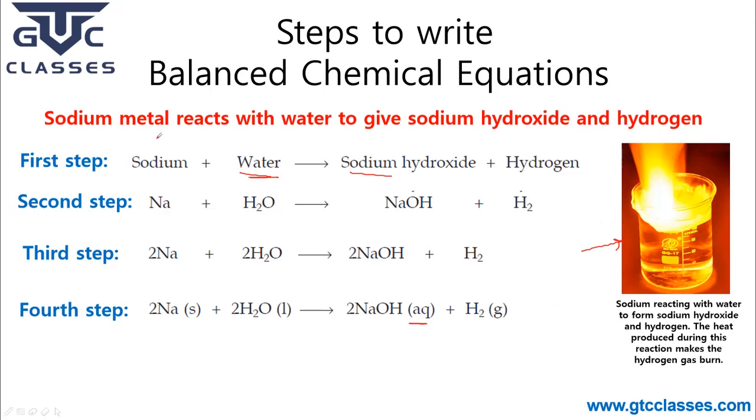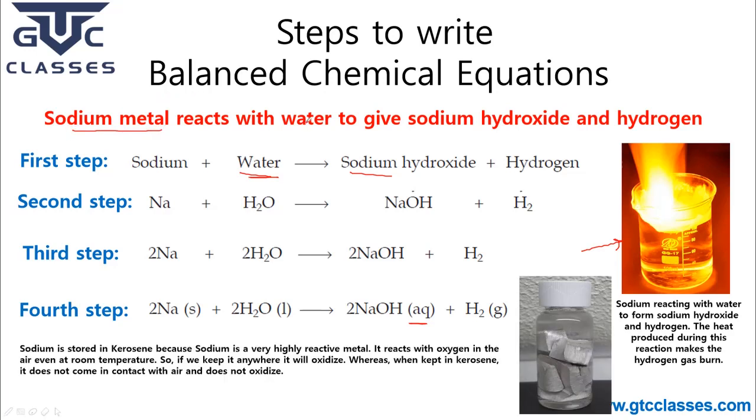Sodium is a very reactive metal, that's why sodium is kept in kerosene. You can see this is kerosene. Sometimes this question comes, why are sodium and potassium stored in kerosene? Because they are very highly reactive metals. They react with oxygen in air even at room temperature. So if we keep it anywhere, it will oxidize, whereas when kept in kerosene, it does not come in contact with air and does not oxidize, so does not burn. That's why it is kept like this, in kerosene in this container.